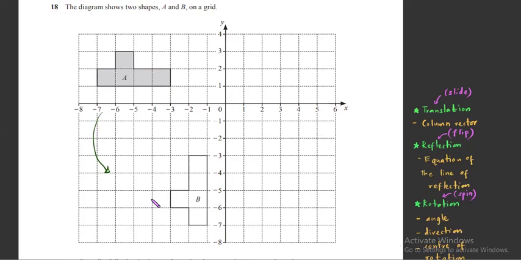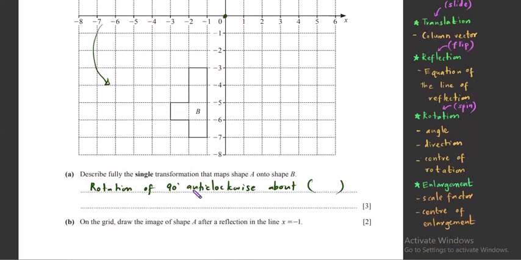The moment we figure out it coincides, that is when we know that the point where we were holding the tracing paper with is going to be that turning point or the center of rotation. In this case, this origin will be the center of rotation. So we can write it as it's rotated 90 degrees anti-clockwise about the origin, or we can write the coordinate points as 0, 0.